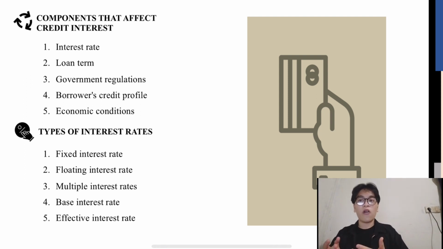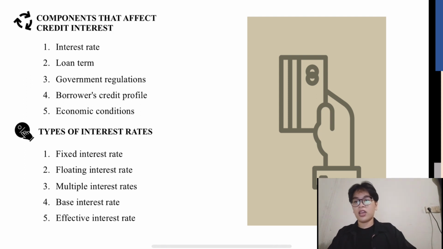There are several types of interest rates. The first one is a fixed interest rate. That means the payment of interest is a fixed amount and does not depend on economic situations. The rate is predetermined by the lender. And the second one is a floating interest rate. That means the interest payment can vary according to changes in economic conditions, such as inflation rates or market interest rates.